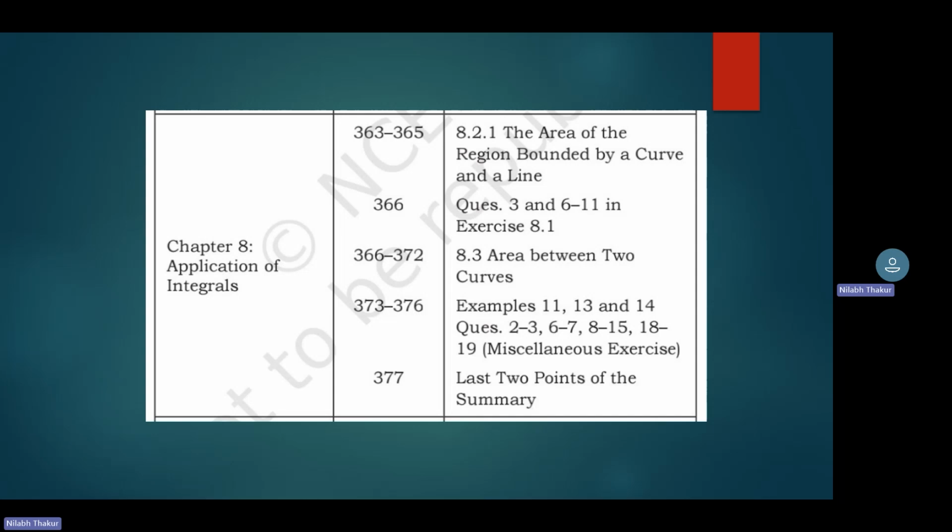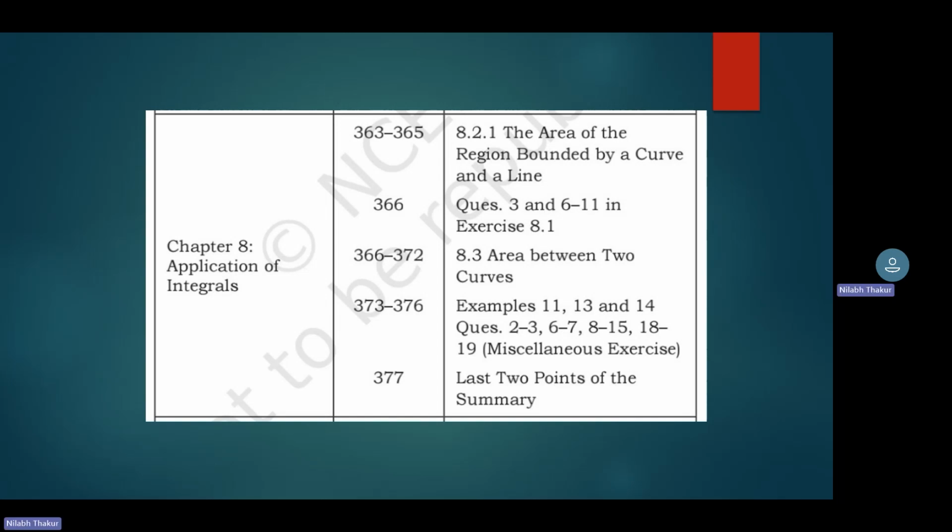Area between two curves, I have categorically told you what to read and what not to. You must solve all the questions of the solved examples. As far as the MCQ is concerned, you must go through the NCERT exemplar to have an idea of what type of MCQ will be asked, because 15% of the questions are generally set from the NCERT exemplar.